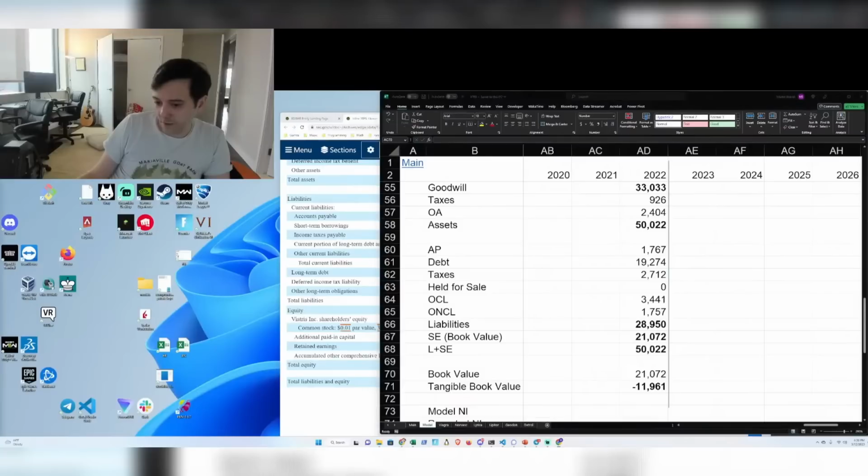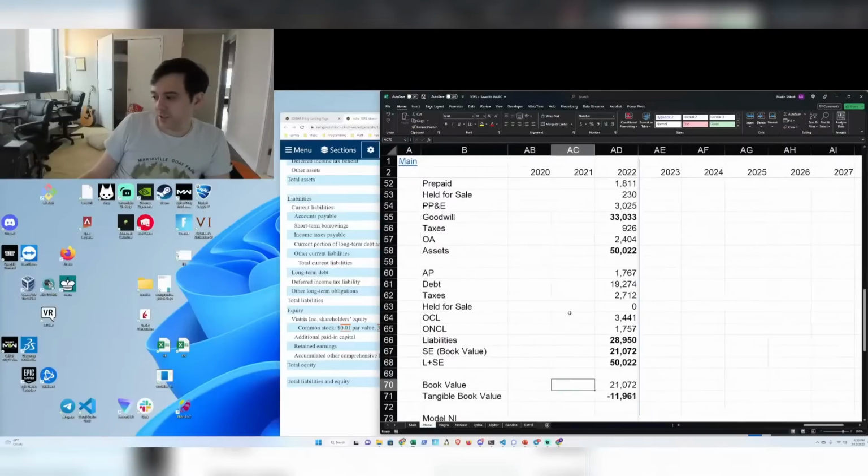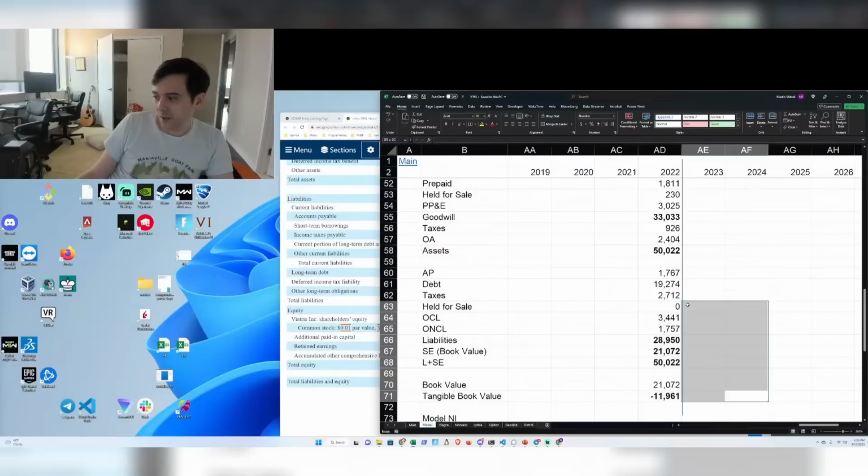But I hope that is useful in terms of the way a balance sheet works. Now we're going to look at a bank balance sheet. It's going to be really interesting because it's a very, very different kind of look.